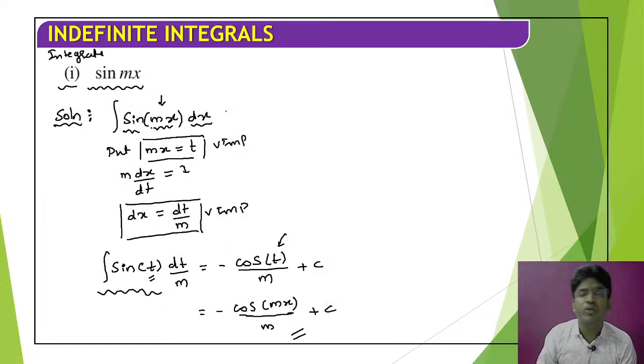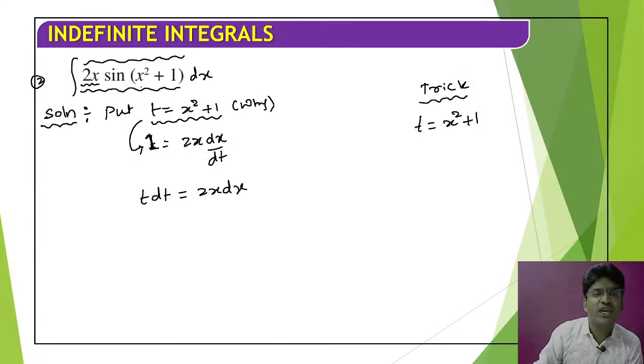In the first problem also, I substituted t equal to mx. Why? Because if I differentiate this, differentiation of t will become 1 and I will get dx by dt, so the dx term is already present here. That's why I put mx equal to t. Clear? In the same way, here I am going to put x square plus 1 as t.